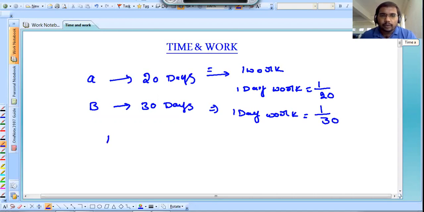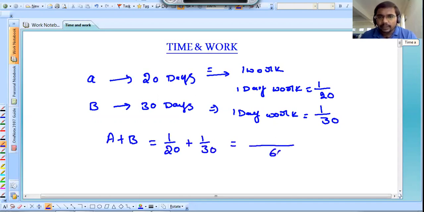Here A and B are working together, for example. That means 1 by 20 and 1 by 30 are added. The LCM of 20 and 30 is 60. 20 goes 3 times, 30 goes 2 times. That is 5 by 60, and 5 by 60 means 1 by 12.